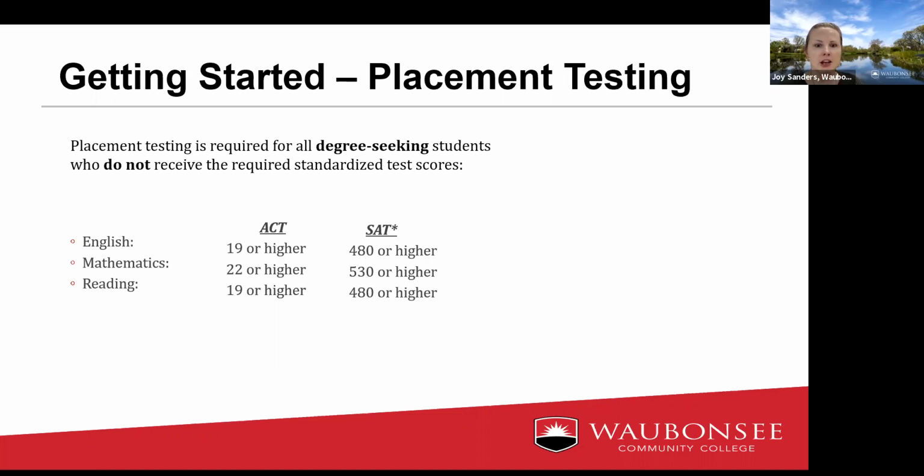The SAT, your English and your reading are actually combined into one score. So on your score sheet, you'll only see one line that refers to English and reading, and that score needs to be at a 480 or higher for us to place you into college level. And on the math, it needs to be at a 530.